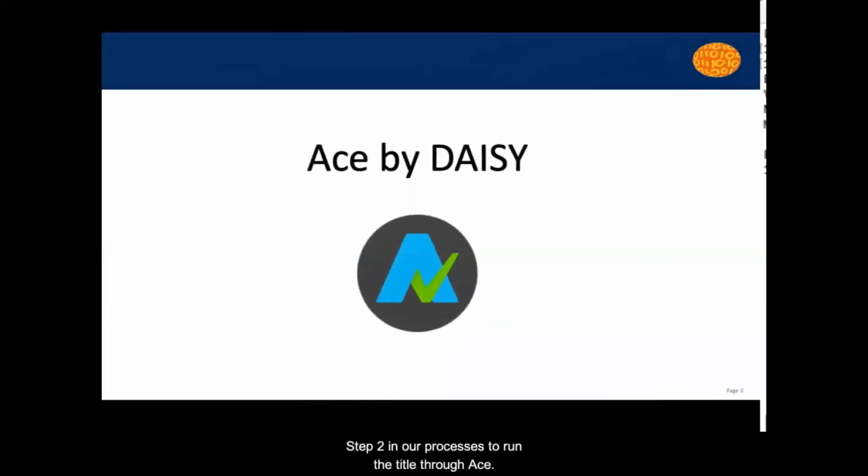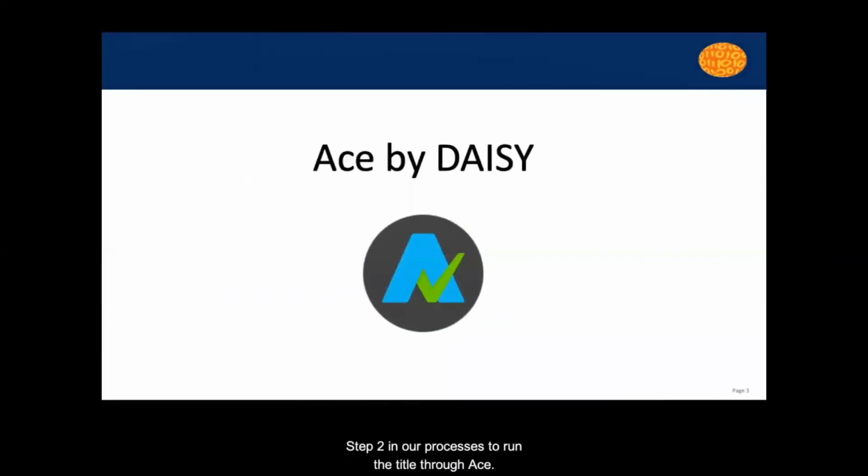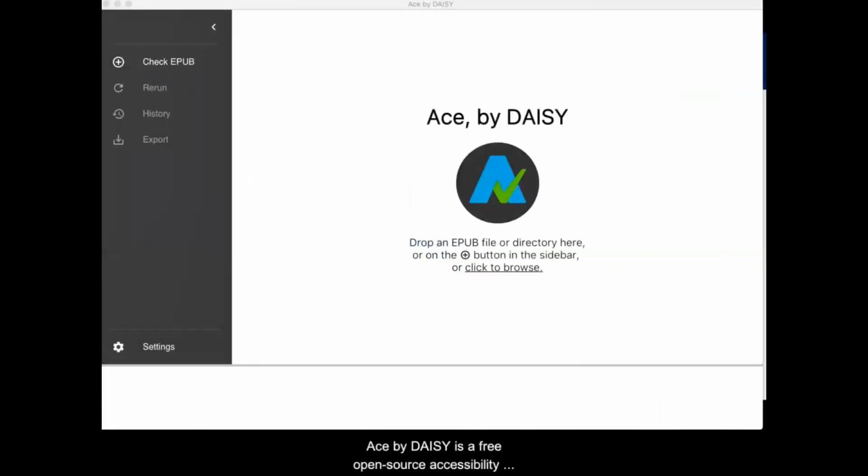Step 2 in our process is to run the title through ACE, the Accessibility Checker for EPUB by DAISY. ACE by DAISY is a free open source accessibility checking tool which was created to assist in the evaluation and conformance checking of an EPUB against the Accessibility 1.0 specification.